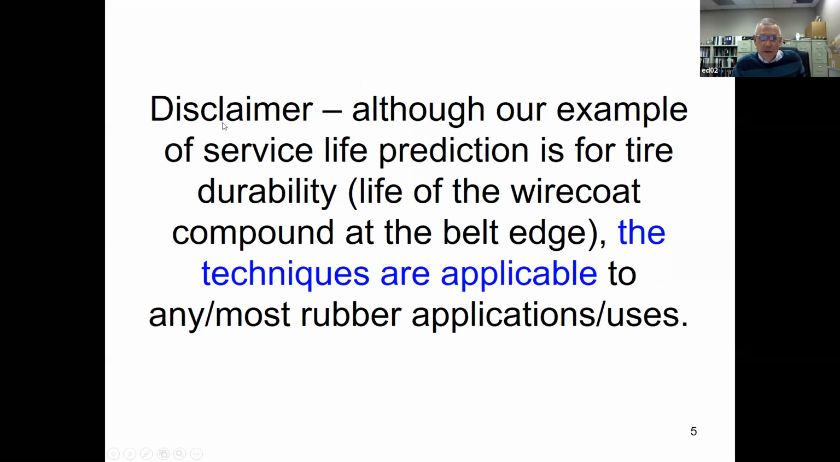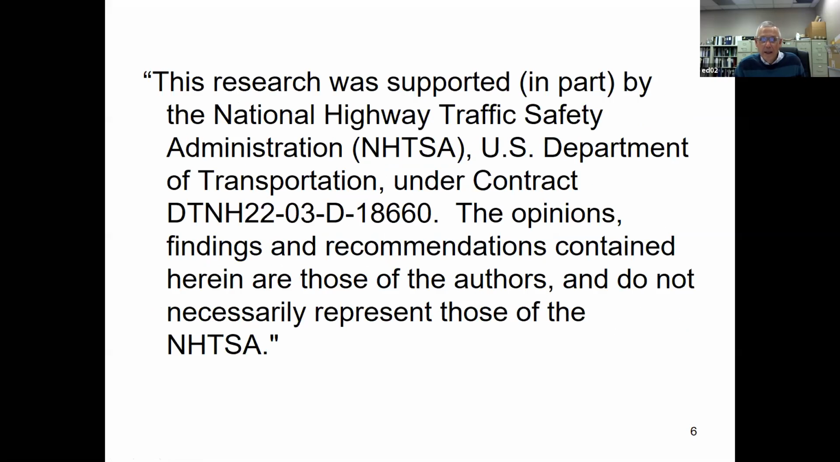Okay, so first I need to apologize. Our example of service life prediction is for tire durability, life of the wire coat compound at the belt edge of a passenger tire. However, we want to emphasize the techniques are applicable to most any rubber application, uses, parts, molded goods.